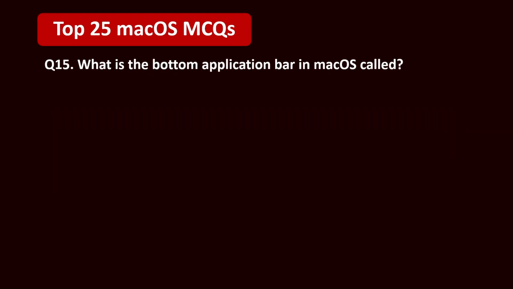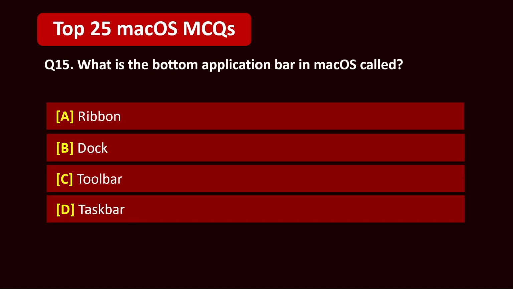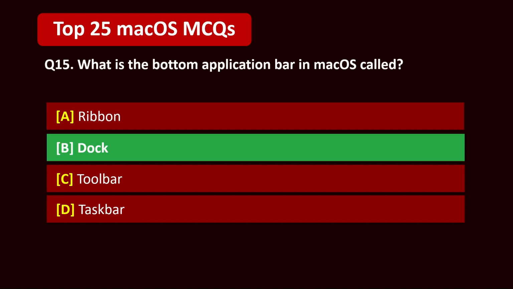Question 15. What is the bottom application bar in macOS called? A. Ribbon. B. Dock. C. Toolbar. D. Taskbar. 5, 4, 3, 2, 1. Correct answer is B. Dock.